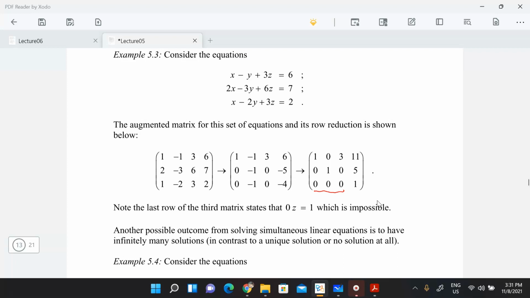Now if you look at this equation itself, what does it mean? It means 0 times x plus 0 times y plus 0 times z equals 1. But that's impossible because 0 is not equal to 1. So in other words, this set of equations has no solutions.